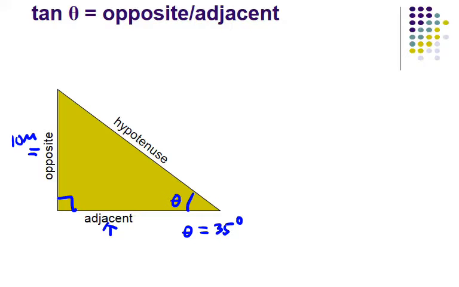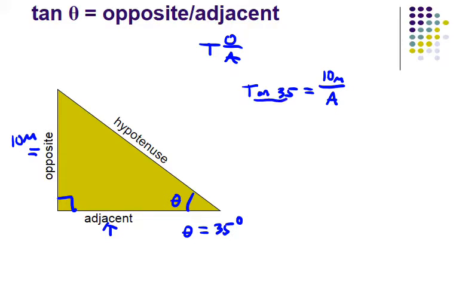So the equation TOA, the tangent of 35 equals the opposite, which is 10 meters over the adjacent.